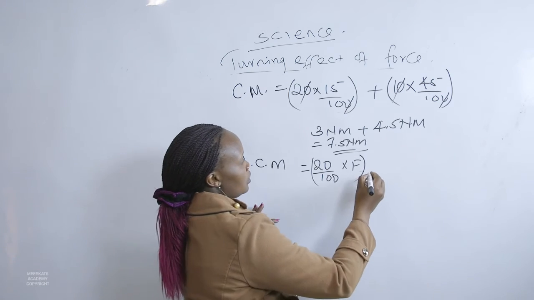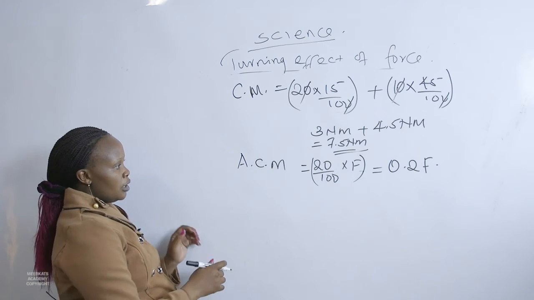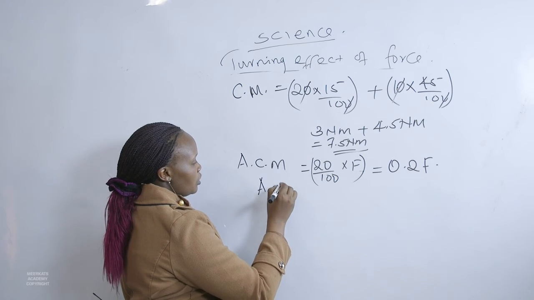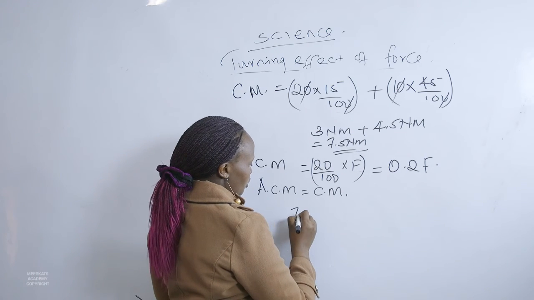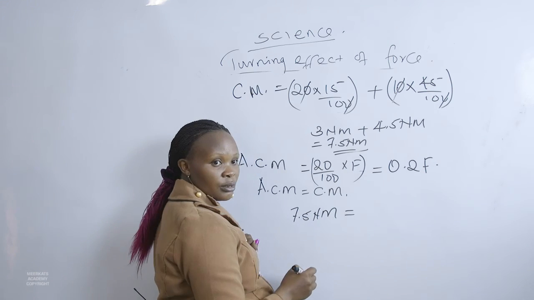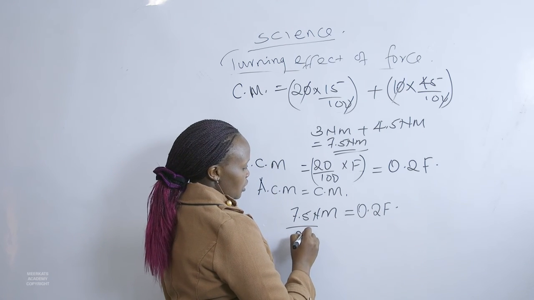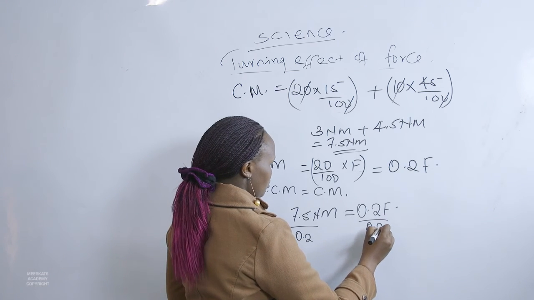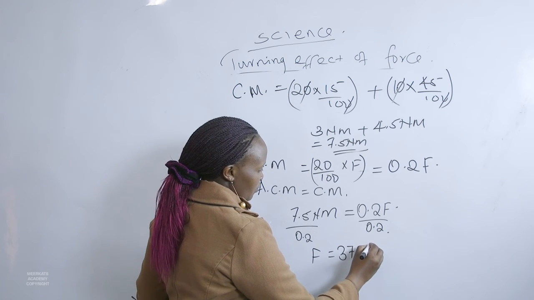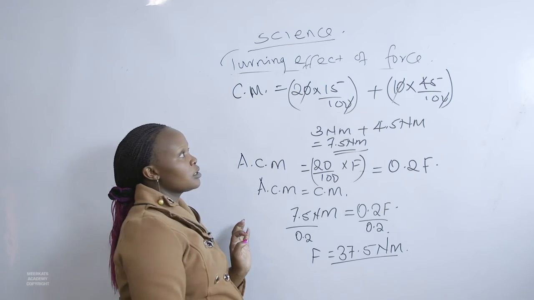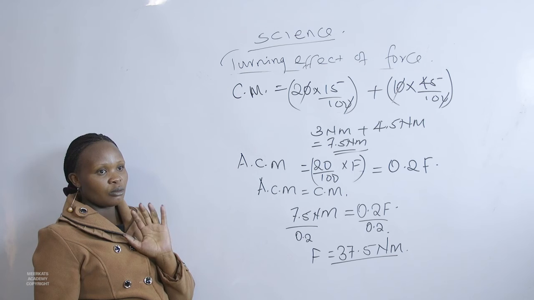So that we now have 0.2 F. But from the principle of moment, we can be in a position to equate anti-clockwise moment to the clockwise moment, so that 7.5 Newton meters will be equal to 0.2 F. Therefore, we divide both sides by 0.2, so that our F is 37.5 Newton meters.